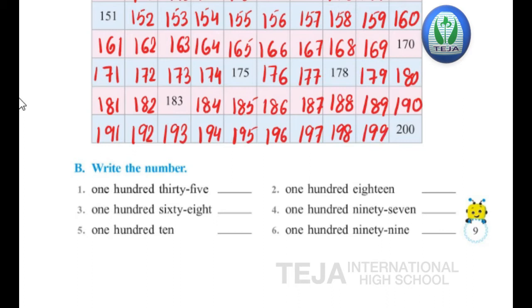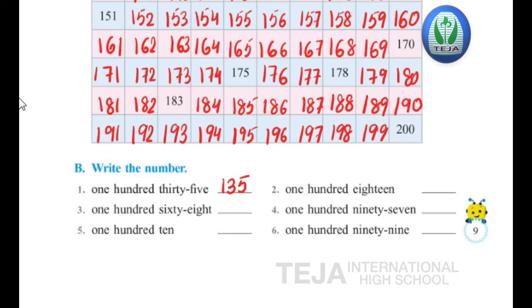Okay, children. Now next bit is write the numbers. Here the number names are given. You have to write the number against these number names. Read the first number name, children, here. 135. So how you will write? 1 in the hundreds place, 30, that is 3 in the tens place, and 5 in the ones place. It is 135.